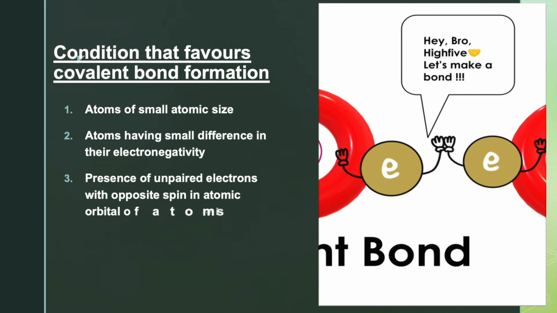The conditions necessary for covalent bond formation are: the atoms should be smaller in size, the atoms should have smaller electronegativity differences, and their orbitals should have unpaired electrons.